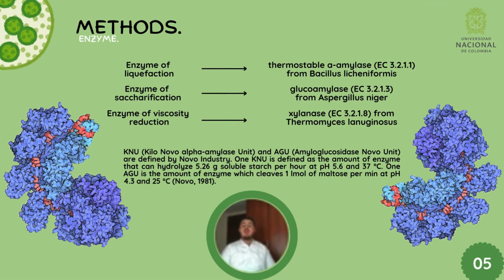To facilitate the saccharification process and improve the fermentation efficiency, different enzymes were used. Liquefaction enzyme: hydrolyzes starch at high temperatures. Saccharification enzyme: it breaks down the starch into glucose, which yeast can ferment. And the viscosity reduction enzyme: this enzyme reduces the viscosity of the sweet potato mass, improving the efficiency of fermentation and processing.